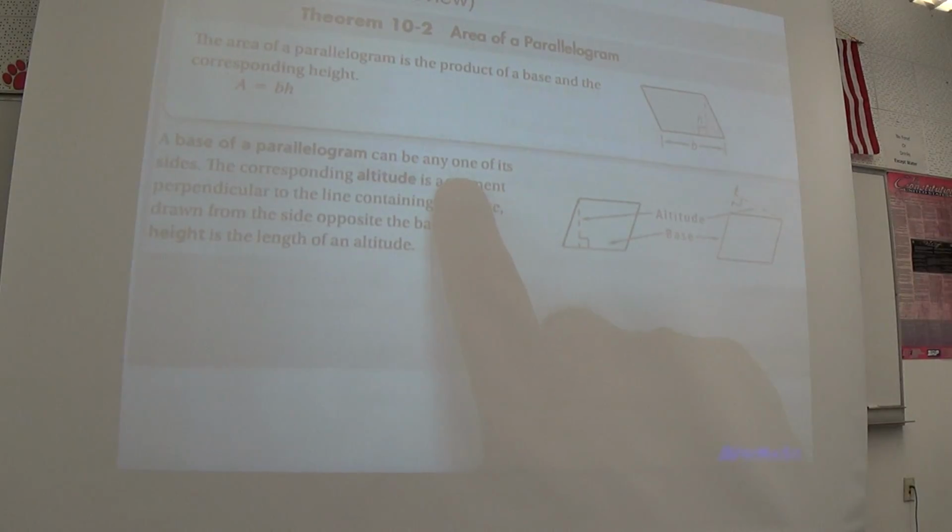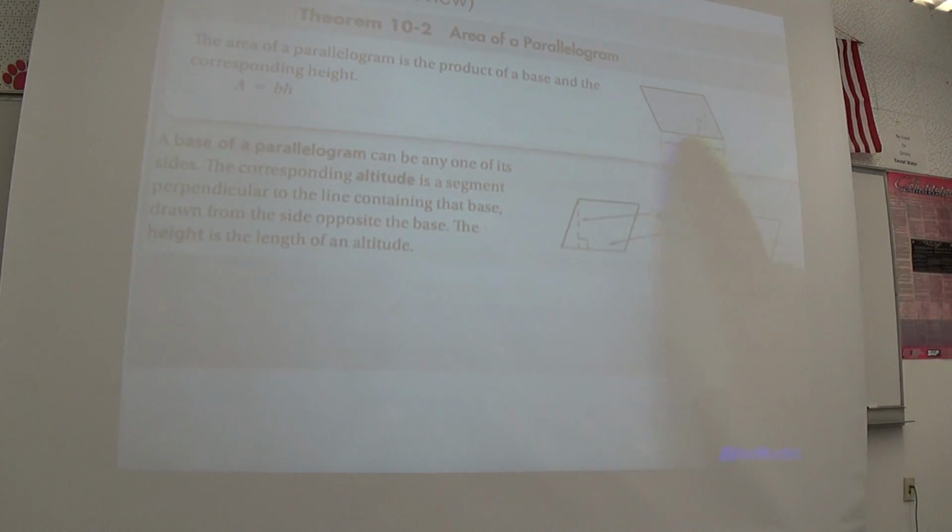So a base of a parallelogram can be any one of its sides, and the corresponding altitude, that's what we call this right here. We call that an altitude. The corresponding altitude is a segment perpendicular to the line containing that base drawn from the side opposite the base, and the height is the length of the altitude itself.